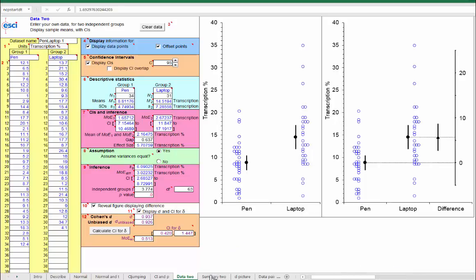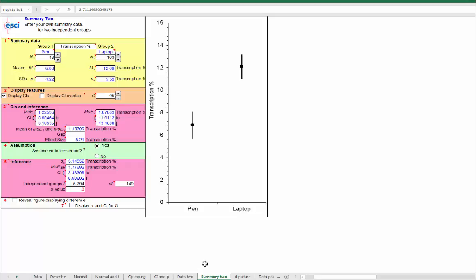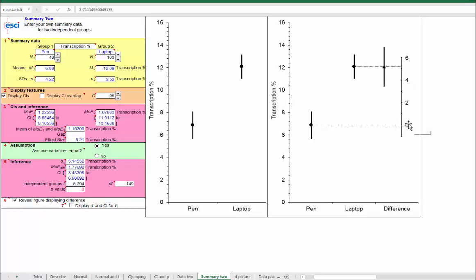Next, I'll switch to the Summary 2 page, which is actually data for the Pen Laptop 2 study. And this page allows us to analyze data when we have just the sample sizes, means, and standard deviations, the summary statistics for a study, rather than the full data. So we just type those values in here and we can see the mean and confidence interval for each group. We can turn on the figure with the difference axis and see the difference and the confidence interval on the difference. And we can turn on Cohen's d and click to calculate the confidence interval on Cohen's d.